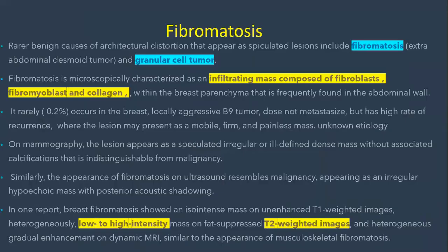So the fibromatosis is rare, along with the granular cell tumor. It is an infiltrating mass composed of fibroblasts, myofibroblasts, and collagen within the breast parenchyma. It's rare, 0.2% occur in the breast, a locally aggressive benign tumor, unknown etiology, high rate of recurrence, and characteristically, it simulates breast cancer in all images, but characteristically has low T2 on MRI, okay?